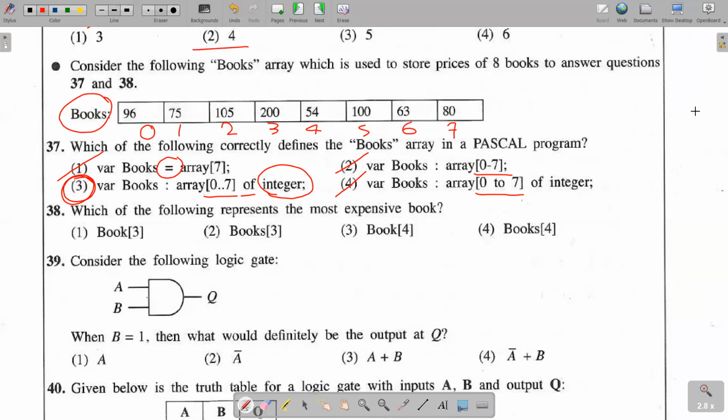So the last question to be discussed: which of the following represents the most expensive book? The most expensive book, that is the largest value over here, is this, right? So the most expensive book is going to be books within square brackets 3. So books 3 is going to be the second answer. So the 38th, the second answer.